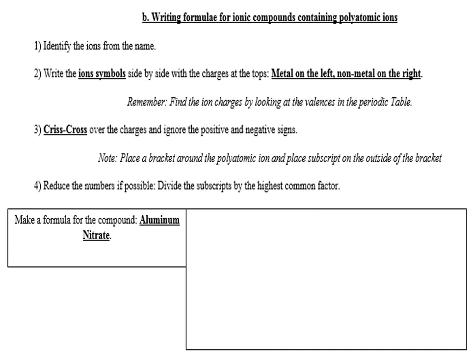Now we're going to make formulas. So we're given a name, for example, aluminum nitrate, and we need to convert that into a formula. And you can use a crisscross method, or you can use your charge balancing method. It's similar rules. You just have to be careful with how you approach this. So your first step is going to be to write the ions side by side. Aluminum is in group 13, so it's going to lose 3 electrons. That's Al plus 3. Nitrate, if you go look at it in the polyatomic ion table, is NO3.